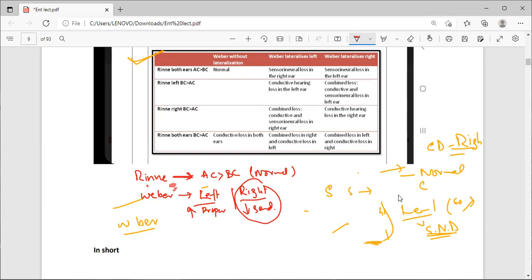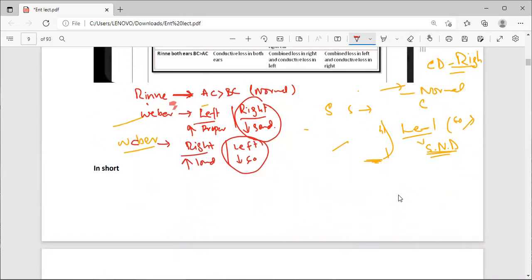So if we again do the Weber test, and the Weber lateralizes to the right side, it means that on the right side you can hear properly, loud sound, and on the left side you cannot hear, or hear decreased sound. It means that you are having sensory neural hearing loss in the left ear. Why? Because you can hear properly in the right ear. Now let's move further.